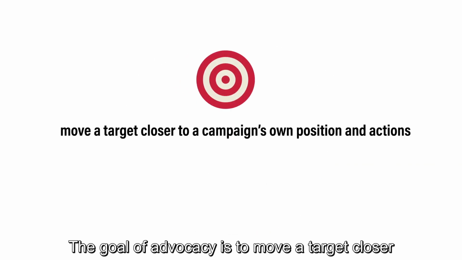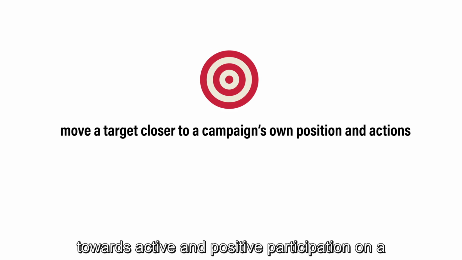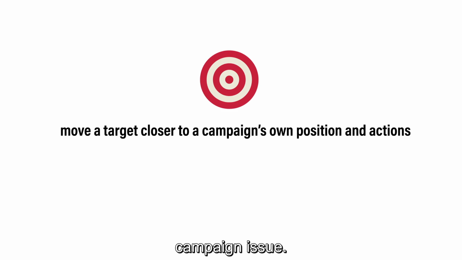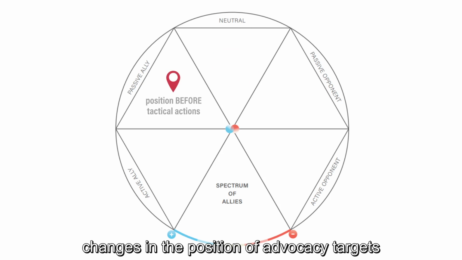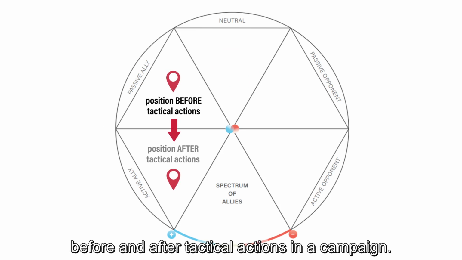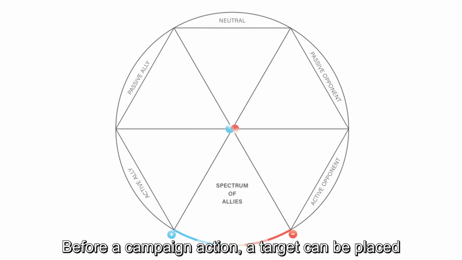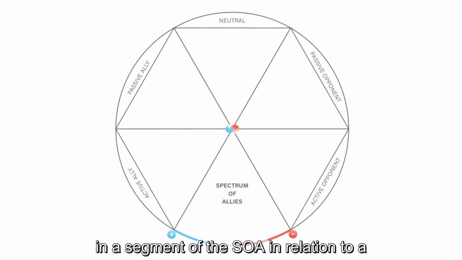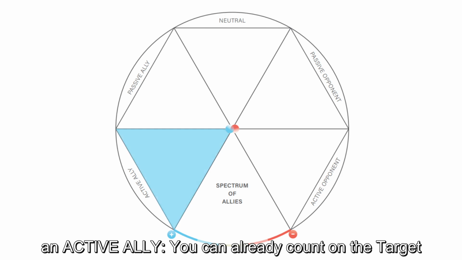The goal of advocacy is to move a target closer to a campaign's own position and actions toward active and positive participation on the campaign issue. And we can use the Spectrum of Allies to assess changes in the position of advocacy targets before and after tactical actions in a campaign. Before a campaign action, a target can be placed in a segment of the Spectrum of Allies in relation to a specific campaign issue. These segments include an active ally.